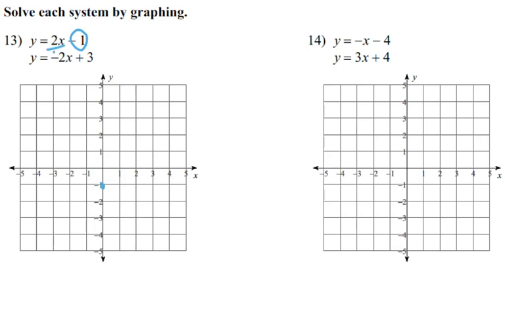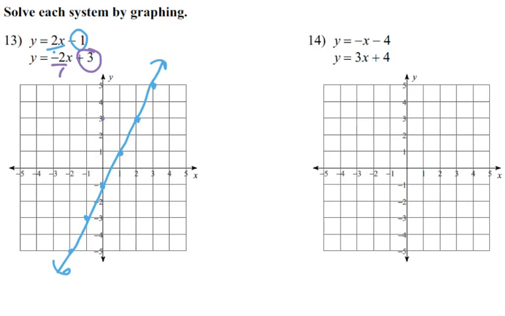Slope of 2 over 1. So up 2 to the right 1, right, because it's a positive slope, or down 2 to the left 1. It's equal, so we draw our line. There's our first line. Now we do the second one.